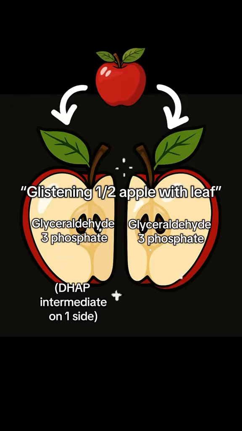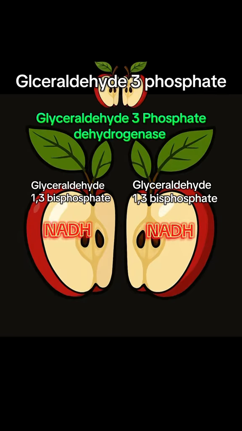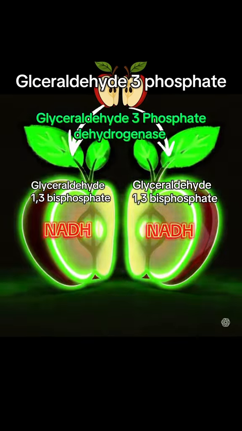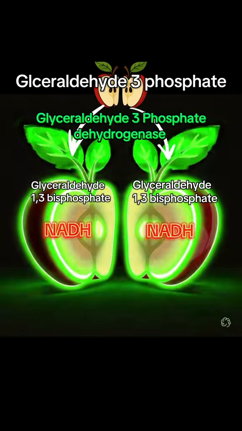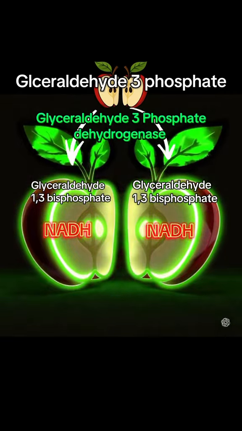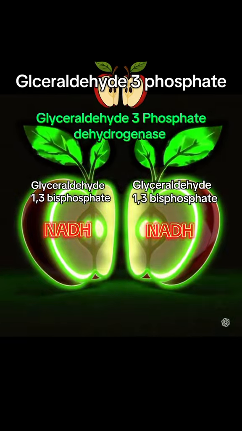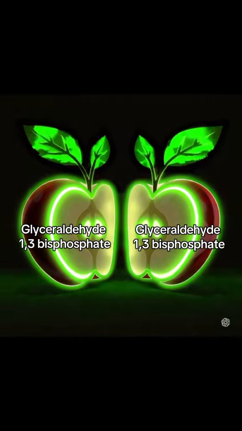Glistening reminds me of glyceraldehyde, as in glyceraldehyde 3-phosphate. Now the power move. This glistening apple half with a leaf gets an additional leaf again, using the enzyme glyceraldehyde 3-phosphate dehydrogenase. It is a power move because not only do you get an additional green phosphate leaf, but you also produce NADH for each half, making glyceraldehyde 1,3-bisphosphate on each side. The phosphate groups pack a lot of energy.